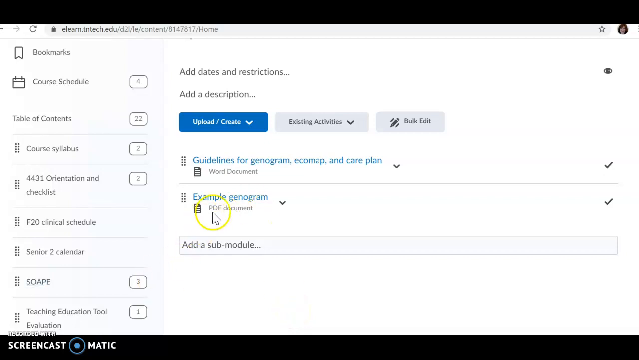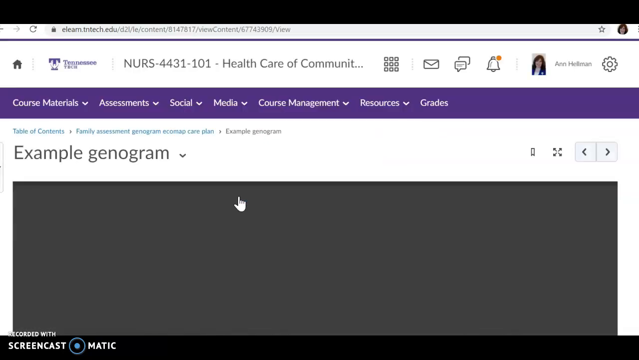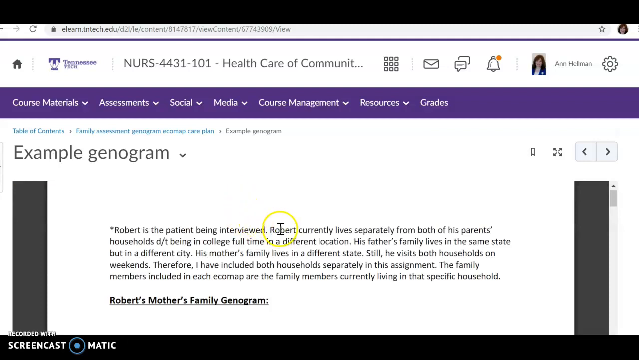Okay, so let's now look at this example genogram in a PDF format so it will pull it all up. So here at the beginning, she tells us about the patient she has interviewed. So she says Robert's the patient being interviewed. She gives a little background information.